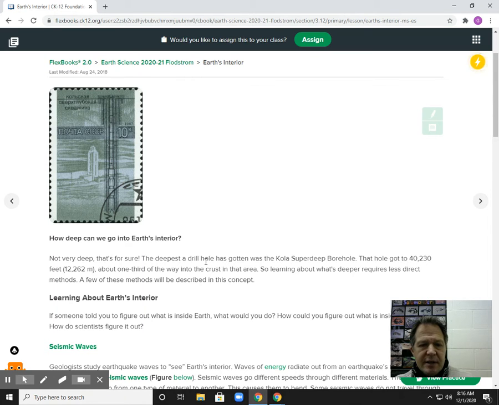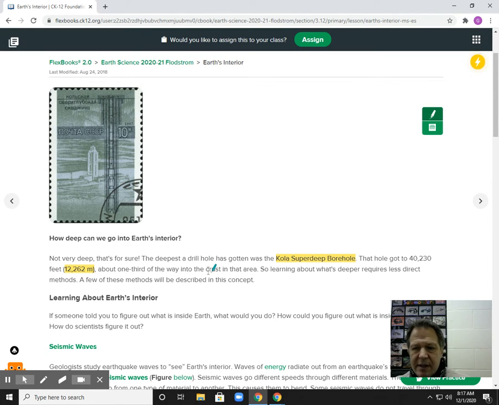It says the deepest a drill hole has gotten was the Kola Super Deep borehole. I'm just going to highlight that. The hole got to 40,230 feet, which is 12.262 miles. So 12 miles. That's not very deep. It says it's about a third of the way into the crust in that area. So the crust must be about 36, 37 miles deep.